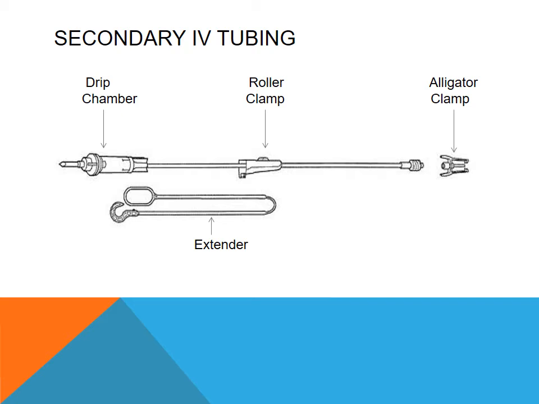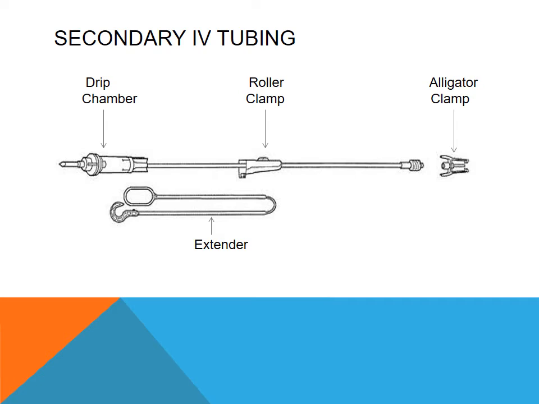Secondary tubing is similar to primary tubing in that it still has the spike that you spike the medication bag with. It'll have a drip chamber. Depending on the type of medication, this might be a macro drip or a micro drip. If you notice, you do not have any of the injection ports along the tubing. All you have is the roller clamp to adjust the rate. And then this would connect directly to the proximal port on the primary IV tubing.